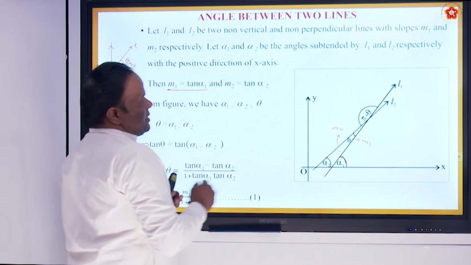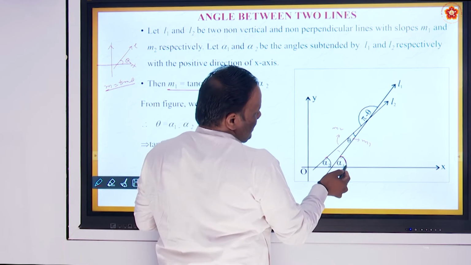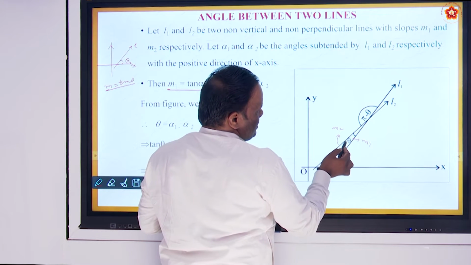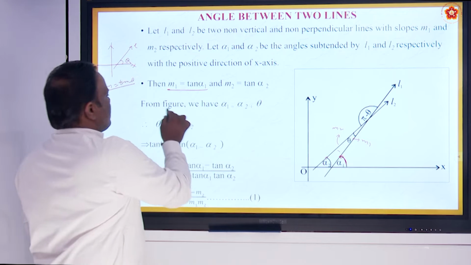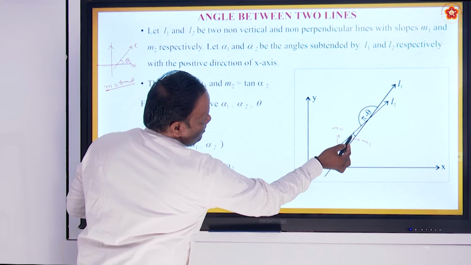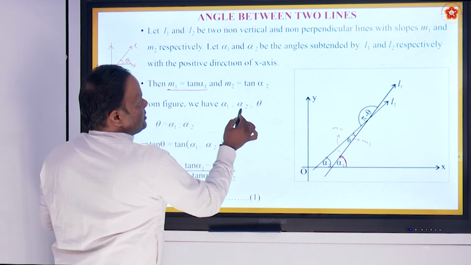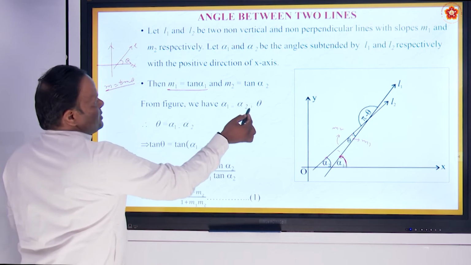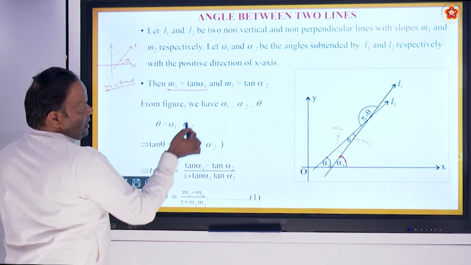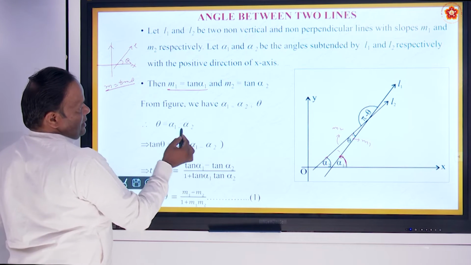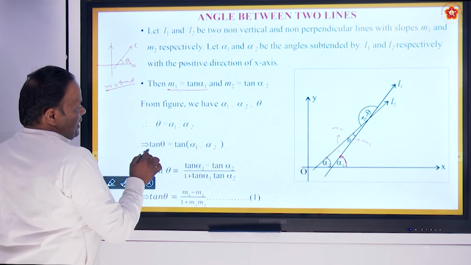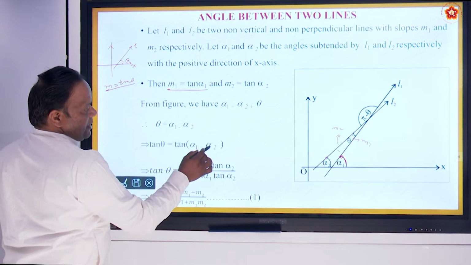From the figure, observe that this exterior angle alpha 1 is equal to alpha 2 plus theta. You know this property. So alpha 1 is equal to alpha 2 plus theta. Taking alpha 2 to the other side, theta is equal to alpha 1 minus alpha 2. From this equation, apply tan on both sides. Tan theta is equal to tan of alpha 1 minus alpha 2.